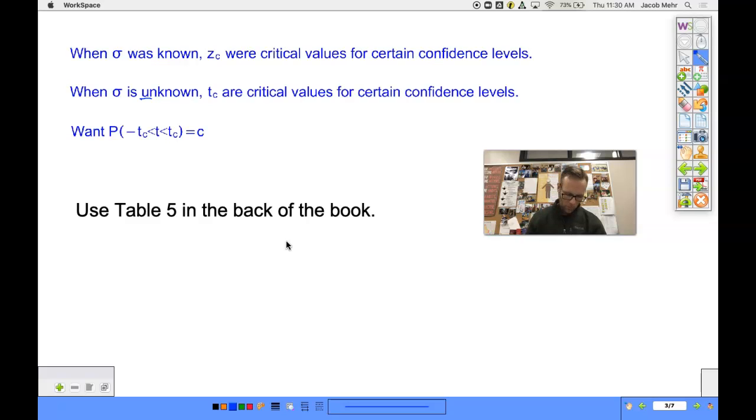All right? Now, what happens, okay, so we've got the numbers 1 up to 40, but then it starts to jump around: 45, 50, 60, 70, 80, and so on. What if my degrees of freedom is not on this table? What if it's 43? What if I have 43 degrees of freedom? How do I do that?